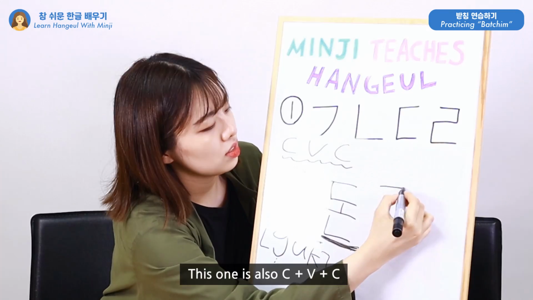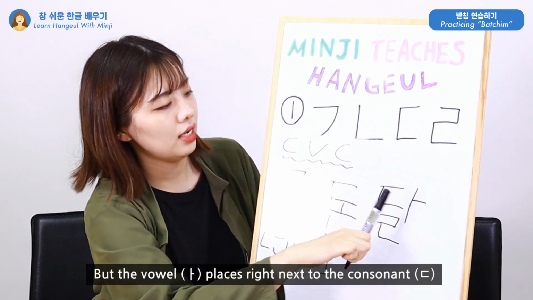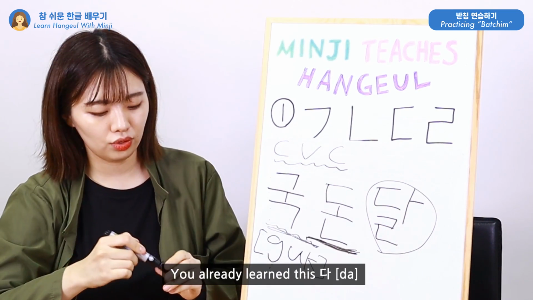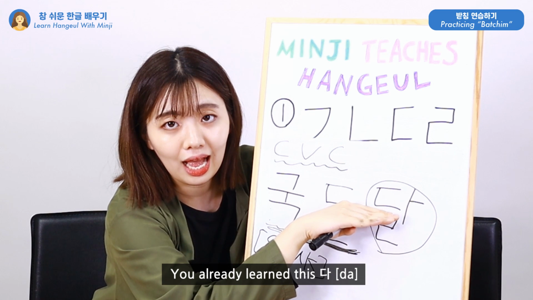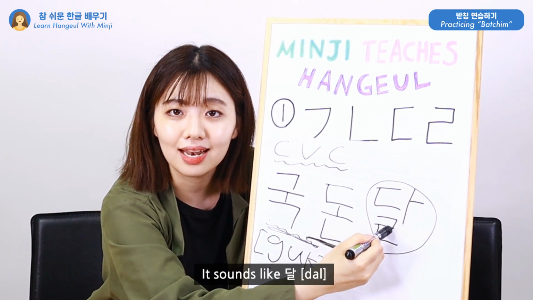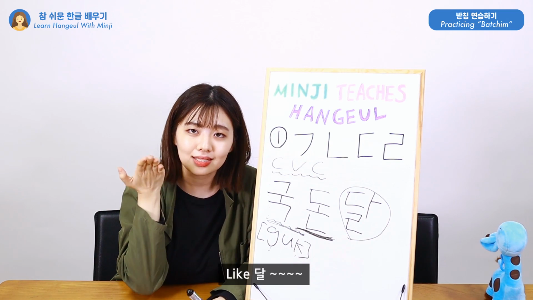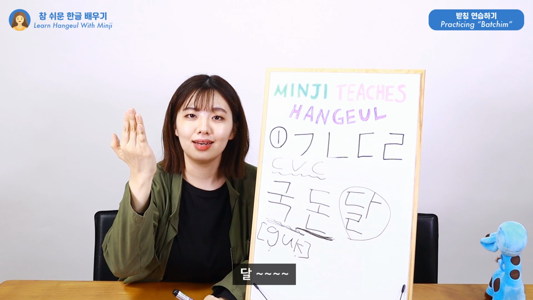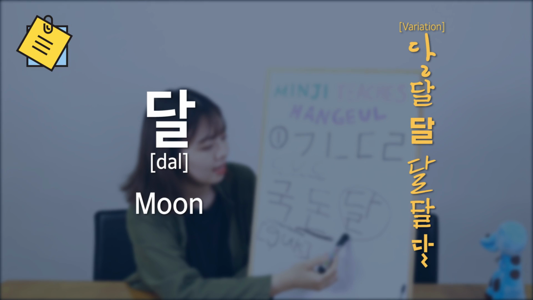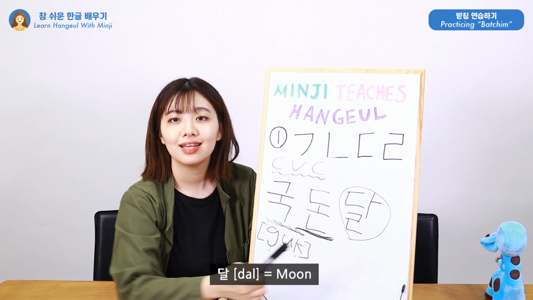And what about this? This one is also consonant plus vowel plus consonant, but it is placed right next to the consonant. Can you pronounce this? You learned this one, right? 다. And if you end this syllable with this ri-eul, it sounds like 달. Your tongue slightly touches behind your upper teeth. It means the moon, 달. 국, 돈, 달.